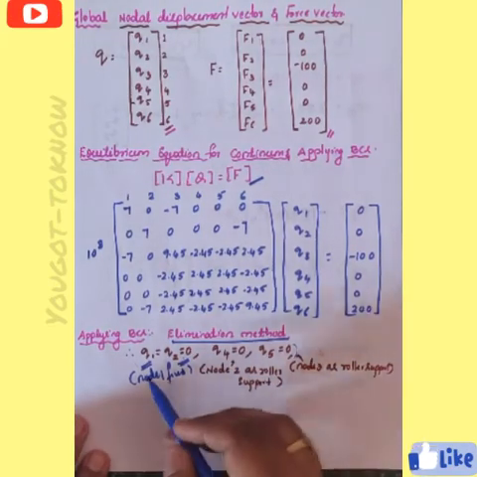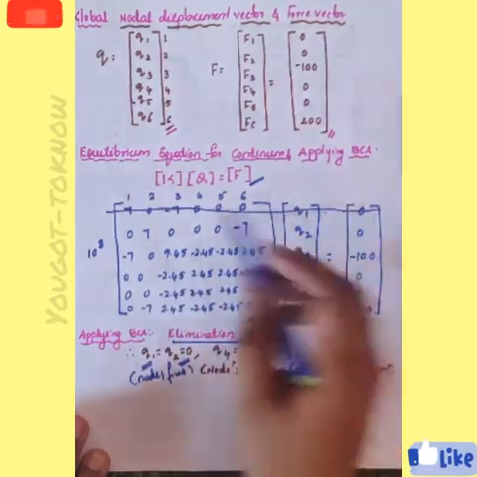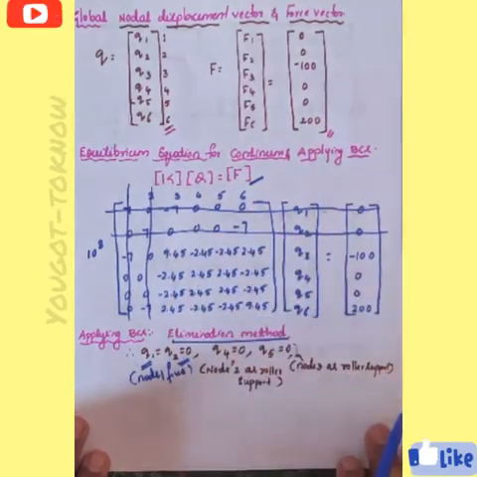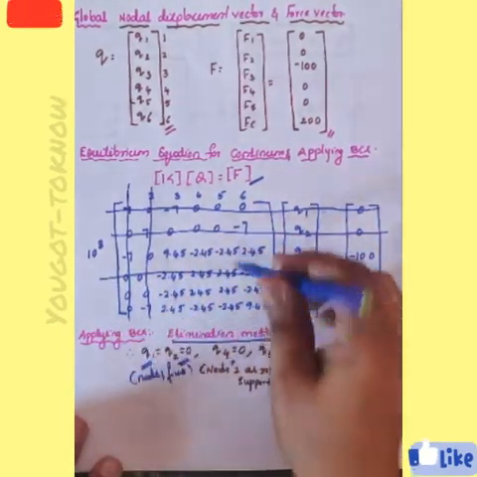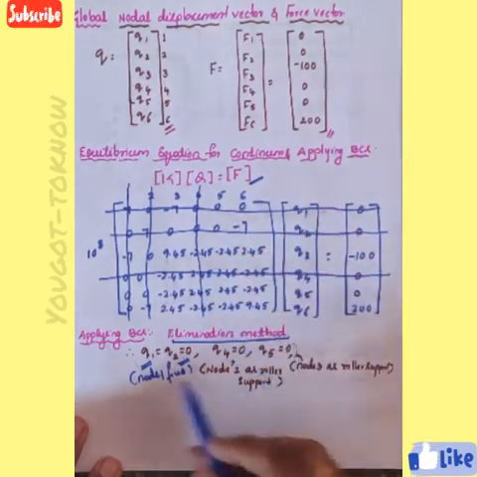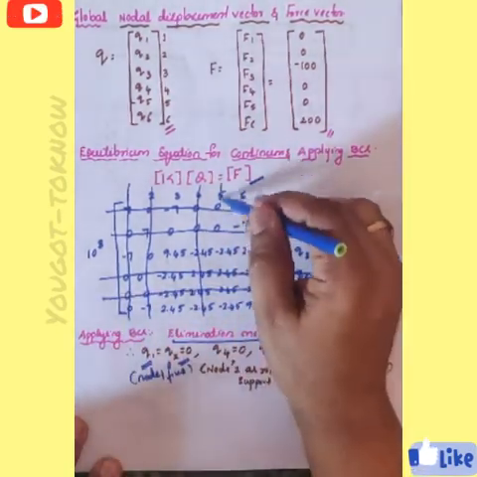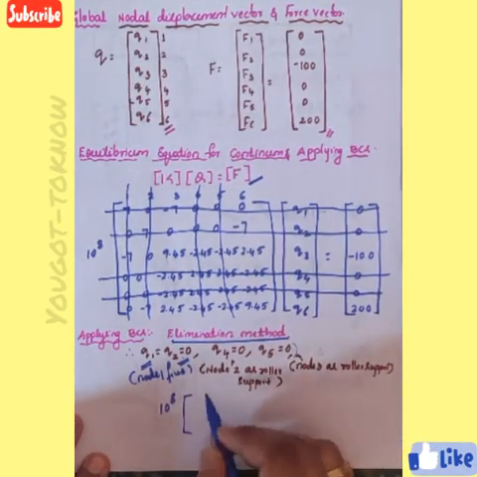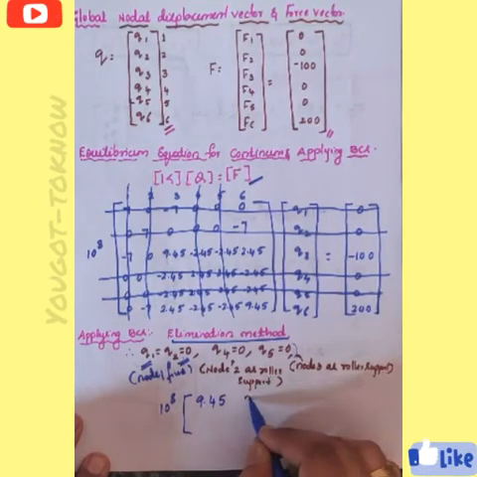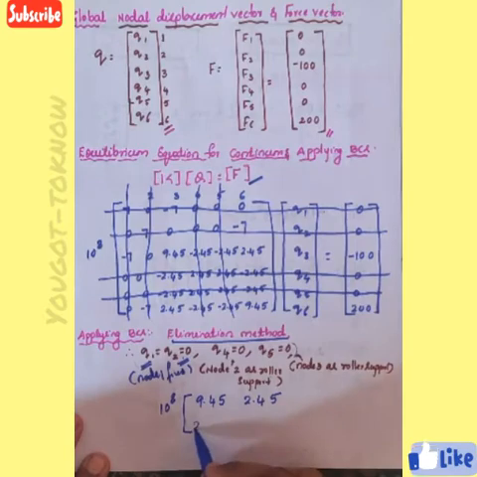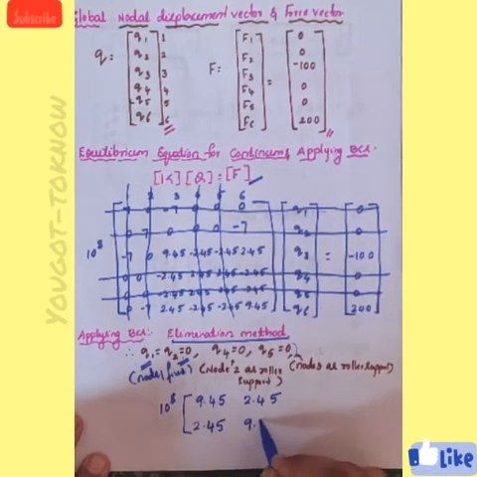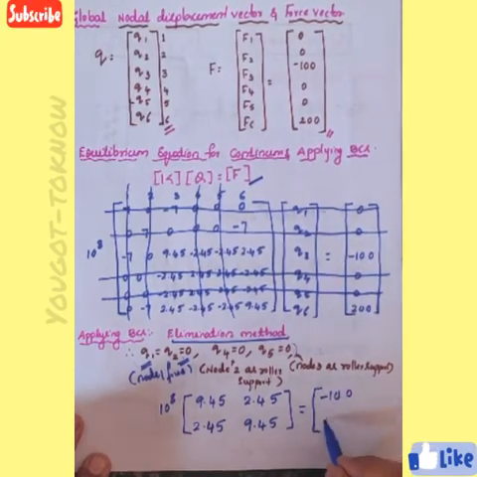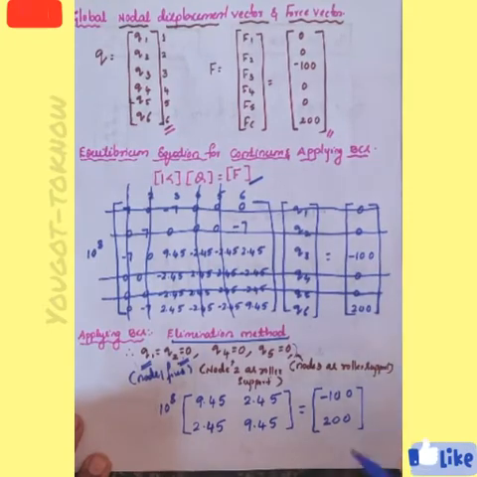Q1 means first row, first column. Then second row, second column. Then fourth row, fourth column, because Q4. Then fifth row and fifth column. Now observe the remaining values. Just write them: 10 power 8 times 9.45, 2.45, then 2.45, 9.45, is equal to minus 100 and 200, that is your forces.